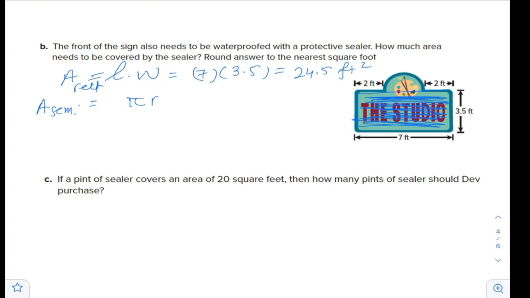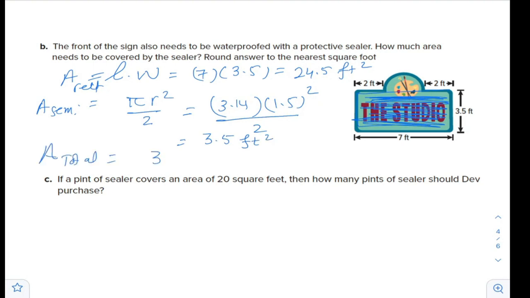Circle area is pi r squared. We have a half circle, so you divide by 2. So it's 3.14 times the radius we found in the previous example, 1.5 squared, over 2. So we multiply 1.5 squared times 3.14 divided by 2. The answer is 3.5 feet squared. So the total area is 3.5 plus 24.5, which is 28 feet squared.